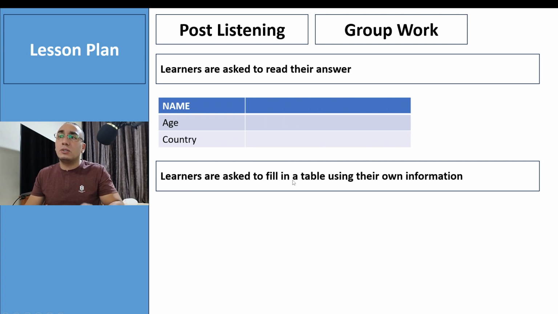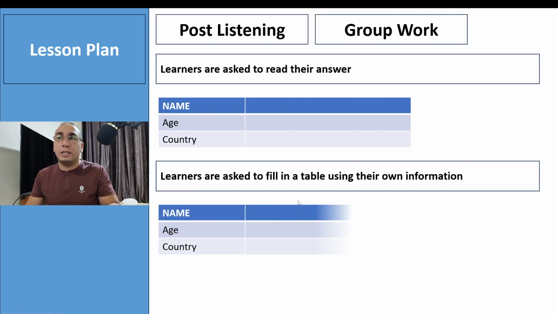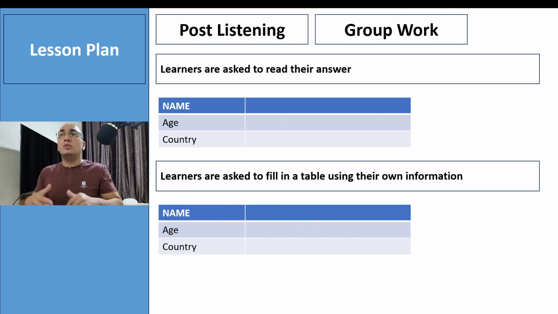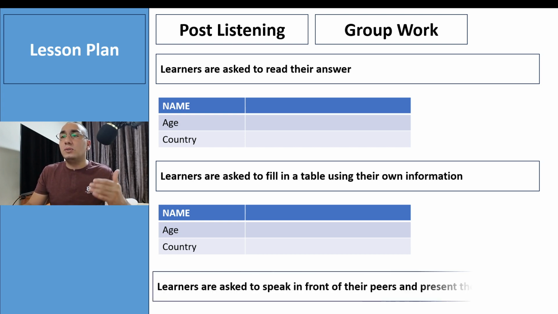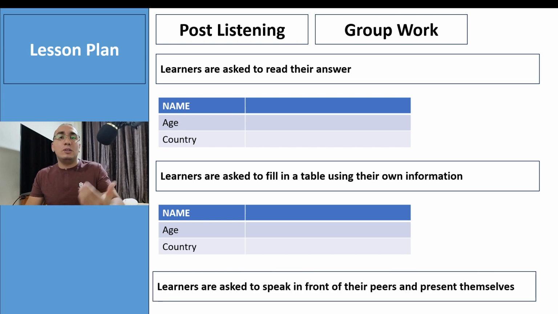Now, this is the most important one. Learners are asked to fill in a table using their own information. Now we want them to produce something. For the production, we are going to use the same table, and every student is going to use their own information. And now, this is the important step. After they heard a lot of examples and did drills without even realizing it, they are supposed to use their own information and speak in front of the class.